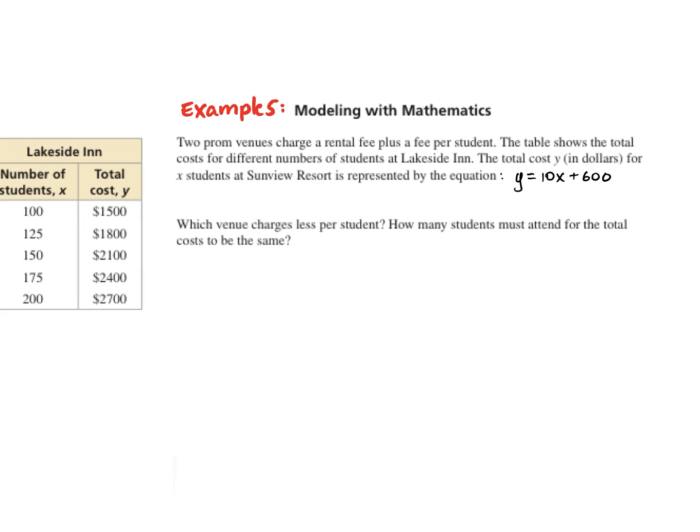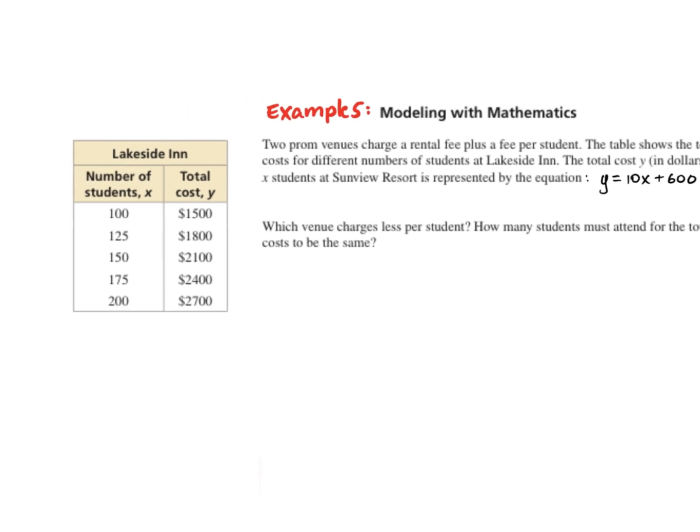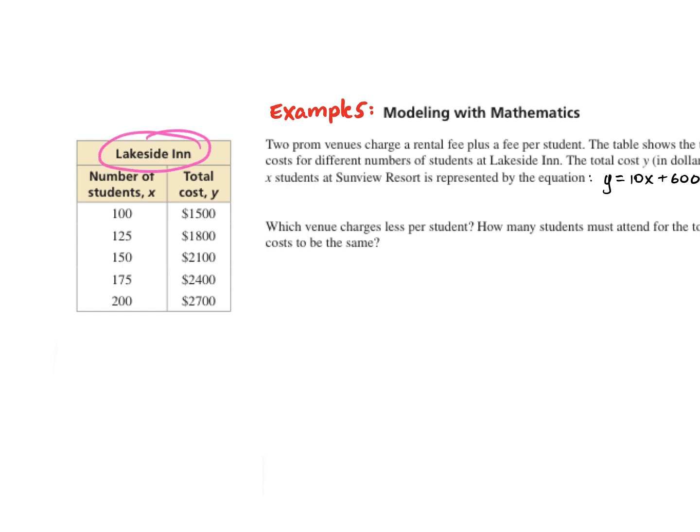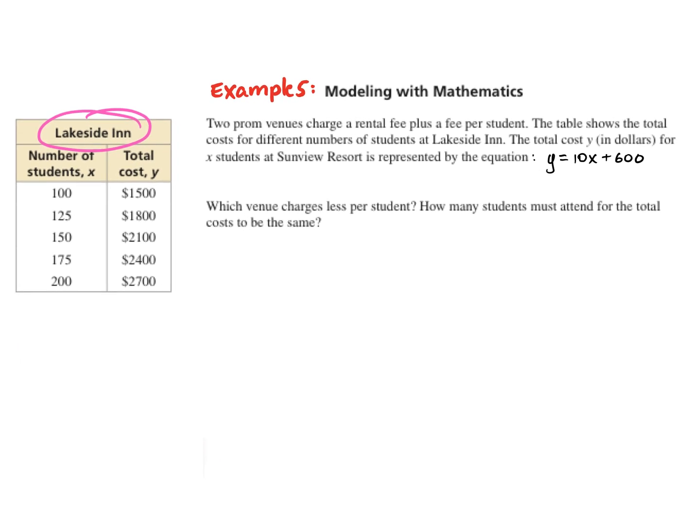Example 5. Example 5 is a little bit different than what we've been doing, but same idea. So 2 prom venues charge a rental fee plus a fee per student. The table shows the total cost for different numbers of students at Lakeside Inn. So the table is talking about one school, which is Lakeside Inn. The total cost Y in dollars for X students at Sunview Resort is represented by the equation. So Sunview Resort, the other school, is represented by an equation. It says, which venue charges less per student? So that's the first question we're going to answer.